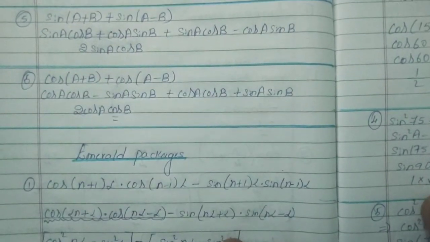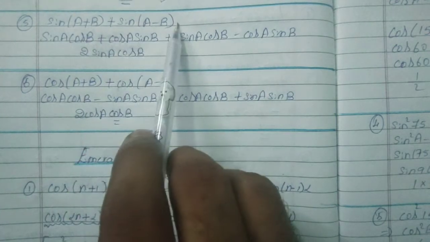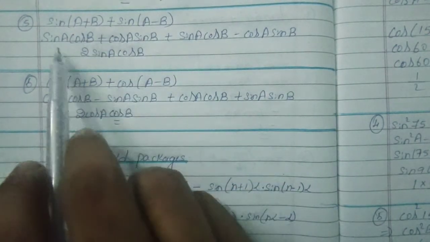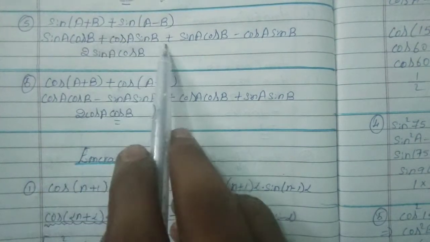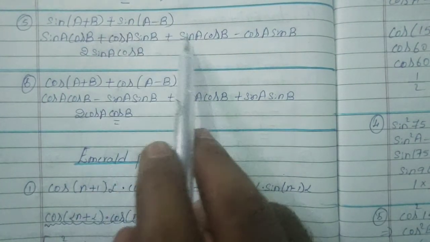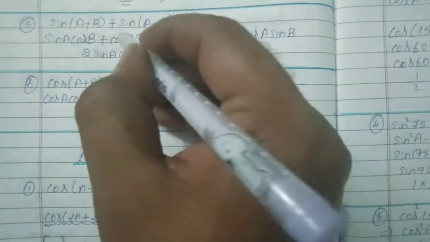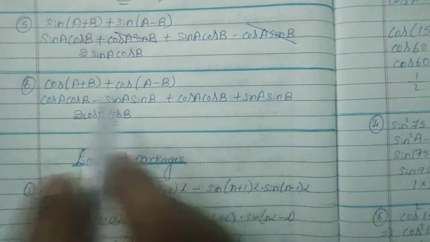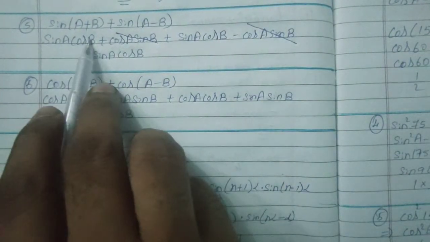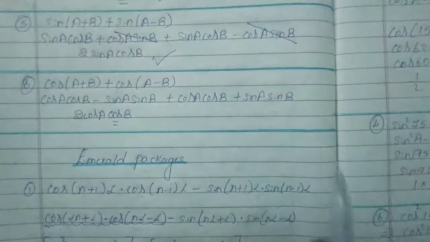Next question, sin(A + B) plus sin(A − B). Again formula you need to apply. Sin(A + B) formula: sin A cos B plus cos A sin B, plus sin(A − B) formula: sin A cos B minus cos A sin B. Now this cos A sin B and cos A sin B get cancelled. So remaining sin A cos B and sin A cos B, 2 sin A cos B is the answer.